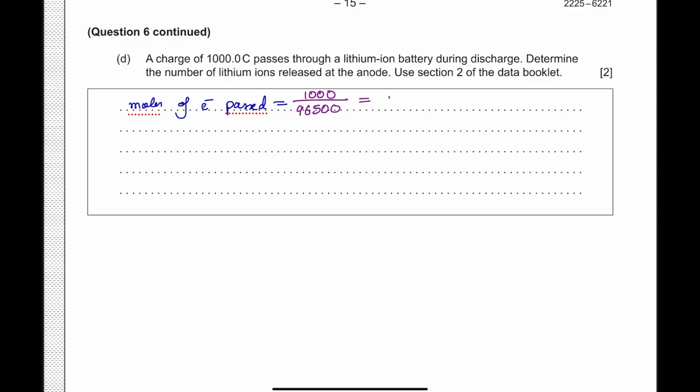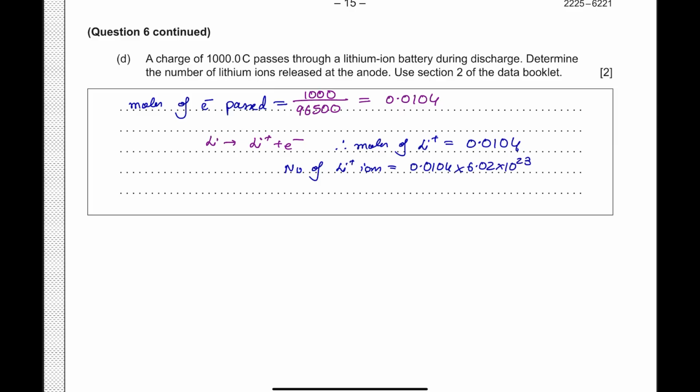Now, this was the reaction. Lithium becomes Li plus electrons during discharge. So you have to find the moles of Li. Li plus and electrons are in 1:1 ratio, right? So moles of Li plus will be equal to moles of electron, which is 0.0104. Now, if you want to find the number of Li plus ions, this will be moles 0.0104 times 6.02 times 10 to the power of 23, which gives you 6.24 times 10 to the power of 21, which is the answer to this part D.